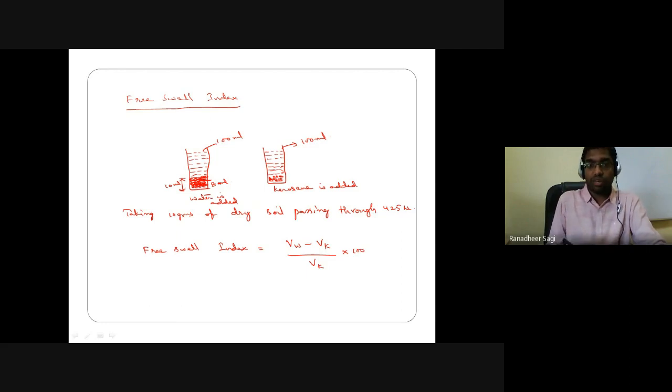Now it's not the initial volume, it is the final volume. After 24 hours, I come back to see the volume of the soil grains placed in the beaker with water, and the volume of soil grains placed in the beaker with kerosene. So in the notation, VW indicates the volume of soil grains in water, and VK indicates the volume of soil grains in the non-polar liquid, that's kerosene. That's how we calculate the free swell index.